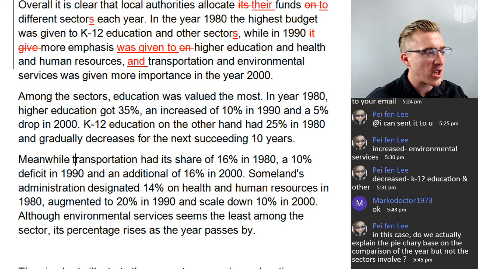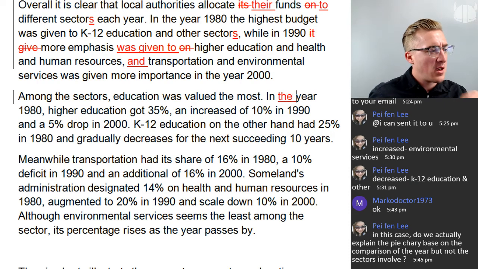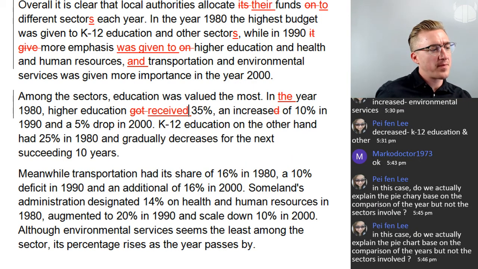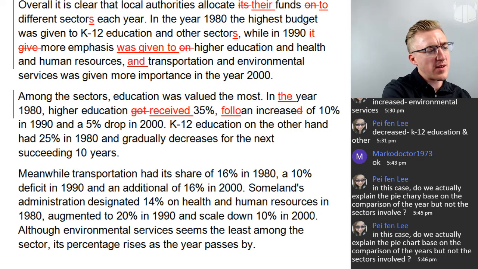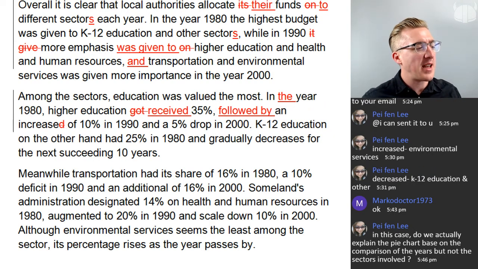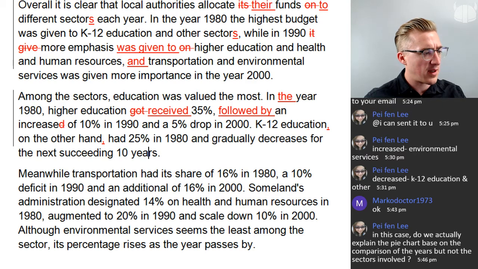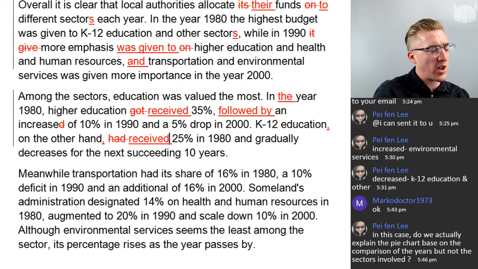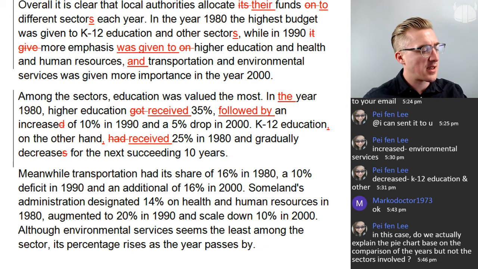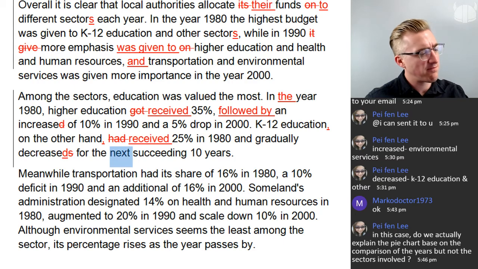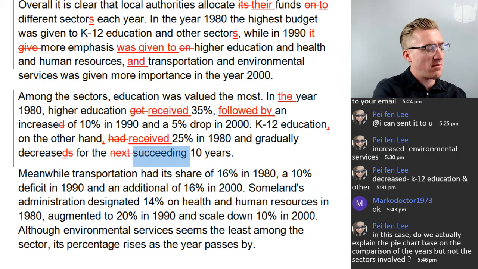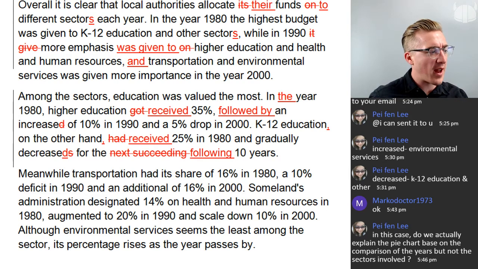So among the sectors, education was valued the most. In the year 1980, higher education got 35%, an increase of 10% in 1990, and a 5% drop in 2000. It's not, you just got, let's say received. And let's use this, followed by an increase of 10% in 1990 and a 5% drop in 2000. K through 12 education, on the other hand, again, we're going to use received, and gradually decreased for the succeeding 10 years. I'm just going to use following. I'm more comfortable with that.